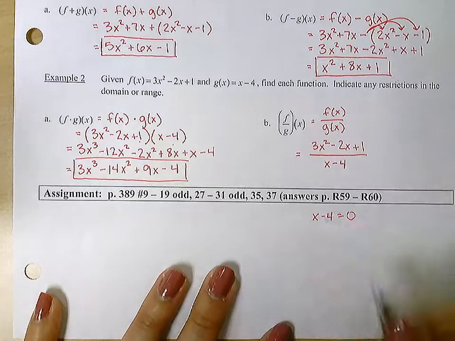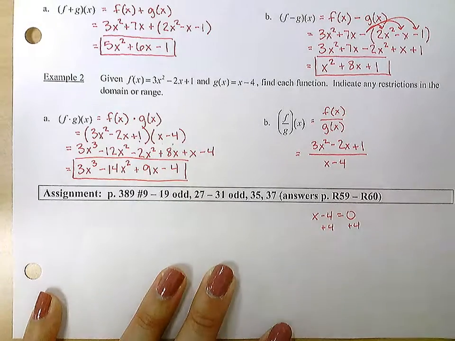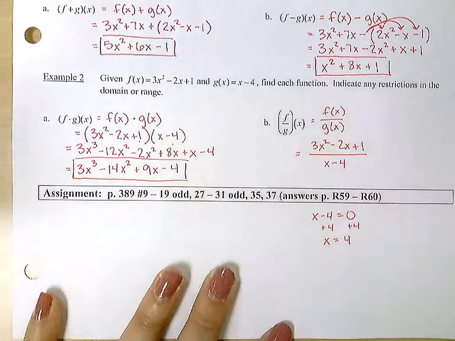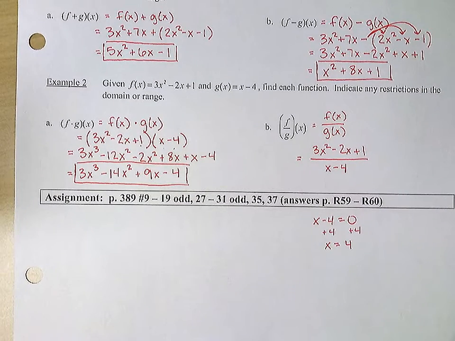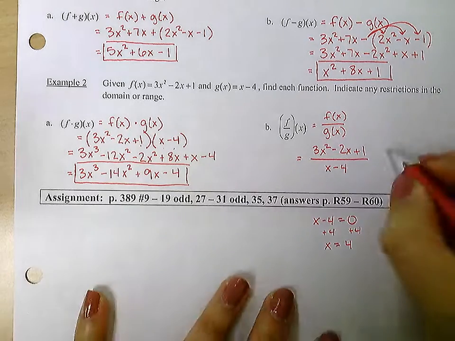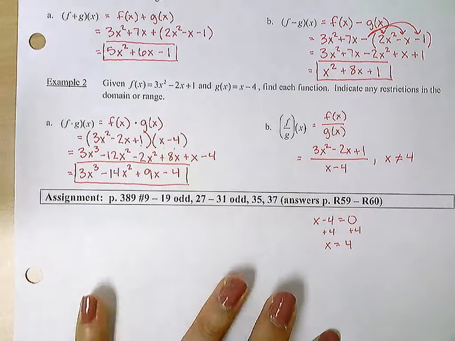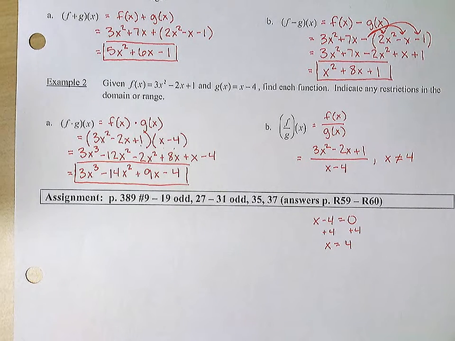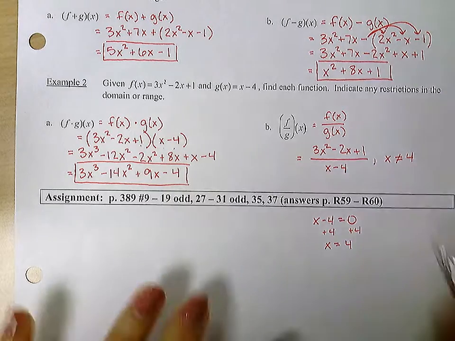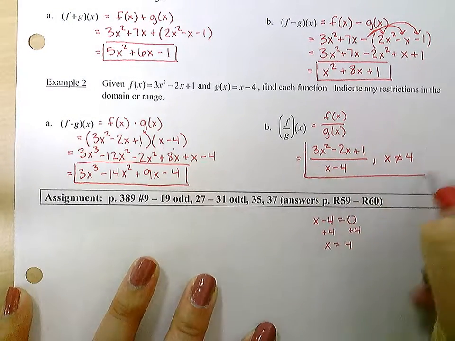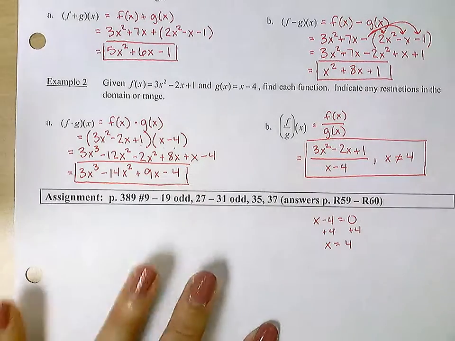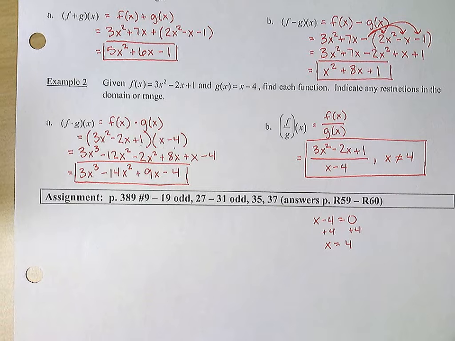And I just solve for x. So I'm going to add 4. So I end up with x is equal to 4. Now, like I said before, whatever you find x to be equal to, it cannot equal that because we don't want our denominator to equal 0. So attached to this, I would say x cannot equal 4. Whatever answer you find there, you write it as x cannot equal that number. And that's only for that division problem. That is your domain restriction. And that would be your final answer.